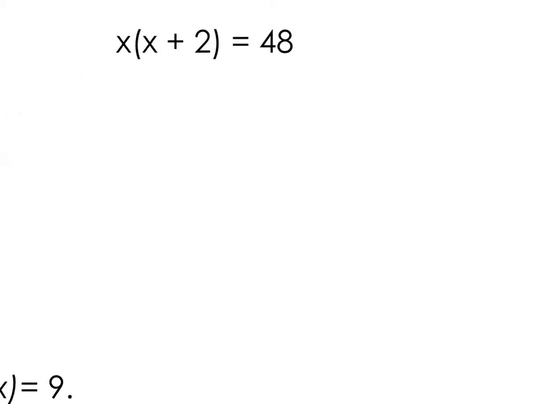We don't have equals 0. This is kind of bothersome because it's factored on the left, but we don't care. Factoring does us no good whatsoever unless we have equals 0. So we might as well multiply that out, subtract 48 from both sides, and then factor.